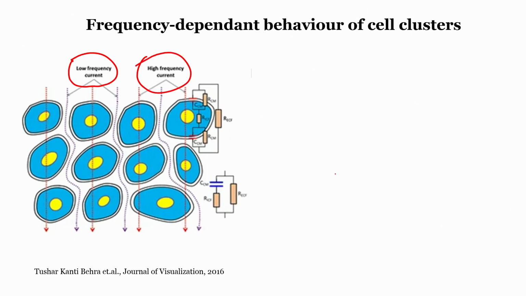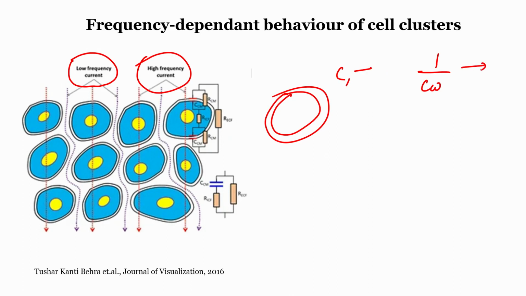Okay. Now, what did I tell you? The cell membrane is capacitive, right? So, what is the nature of a capacitor? What is the impedance of a capacitor? Let us say 1 by C omega, right, that is the impedance of a capacitor. Omega is what? The frequency. So, what that means is when frequency is 0, the capacitor offers infinite impedance. Basically, a capacitor blocks DC, correct.